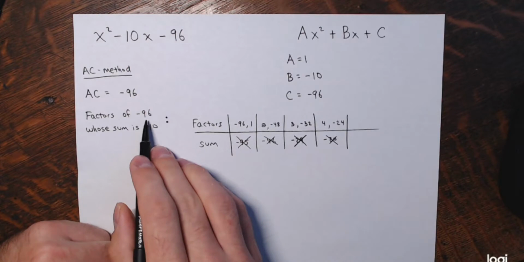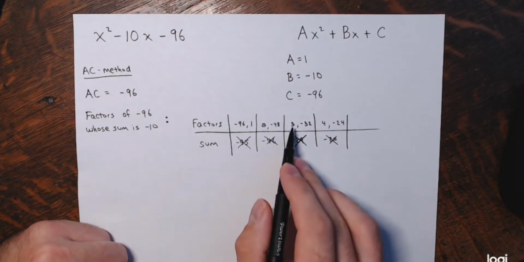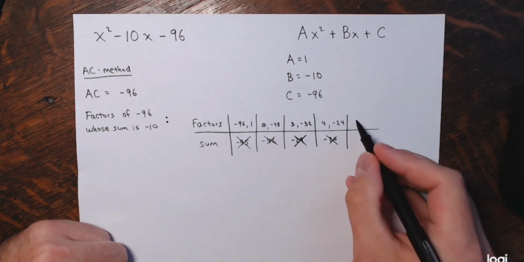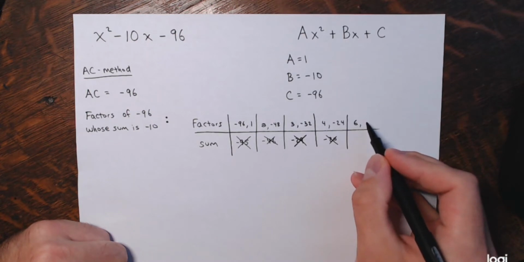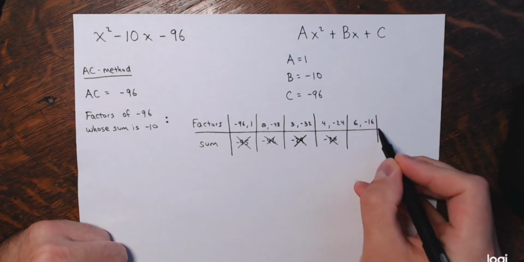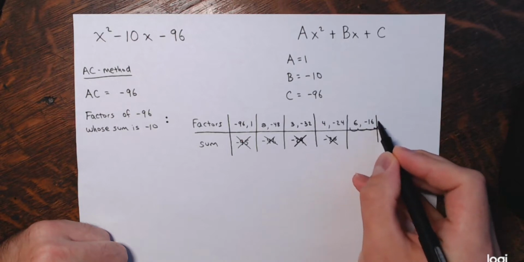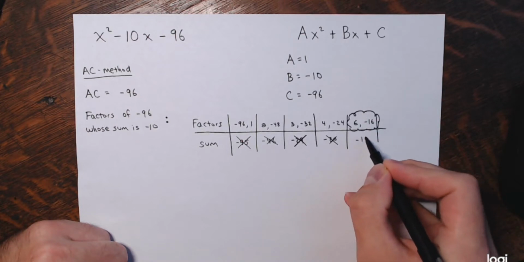5 doesn't go into this. 6 would, since 2 and 3 do. This would be 6 times negative 16. Right? And these are what I want. These add up to negative 10.